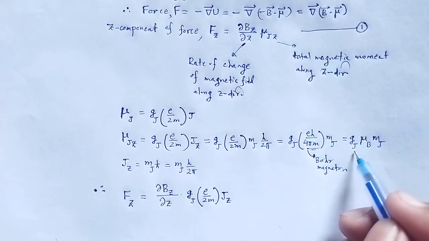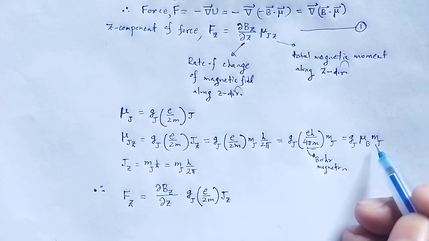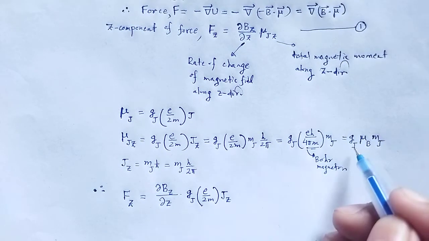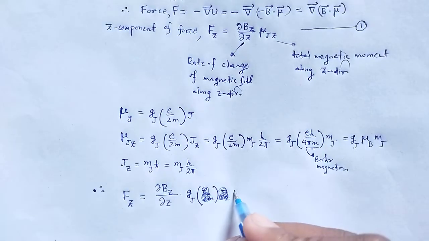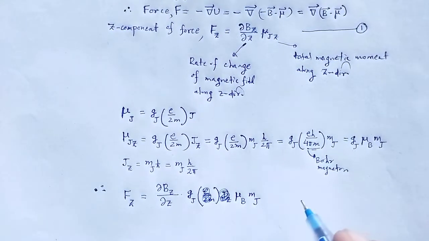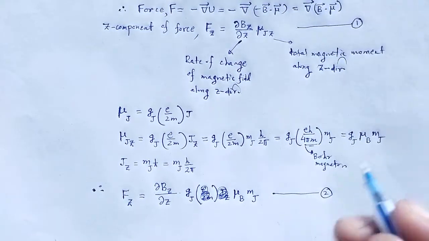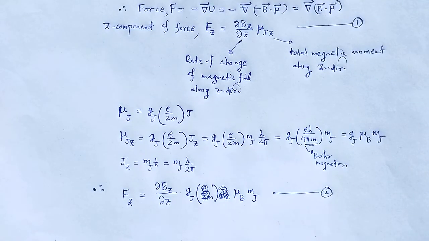Okay, what we get: Fz equals gj mu B mj del Bz by del z, that is equation number 2. Here is equation number 1, here is equation number 2.